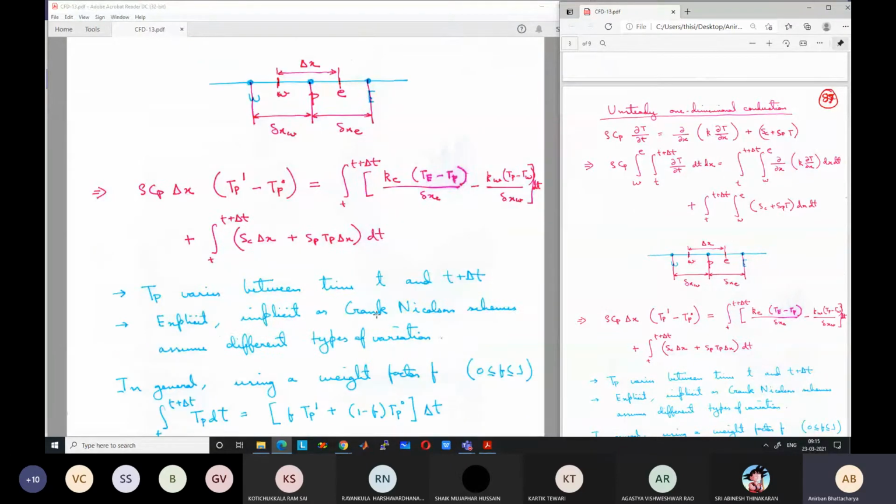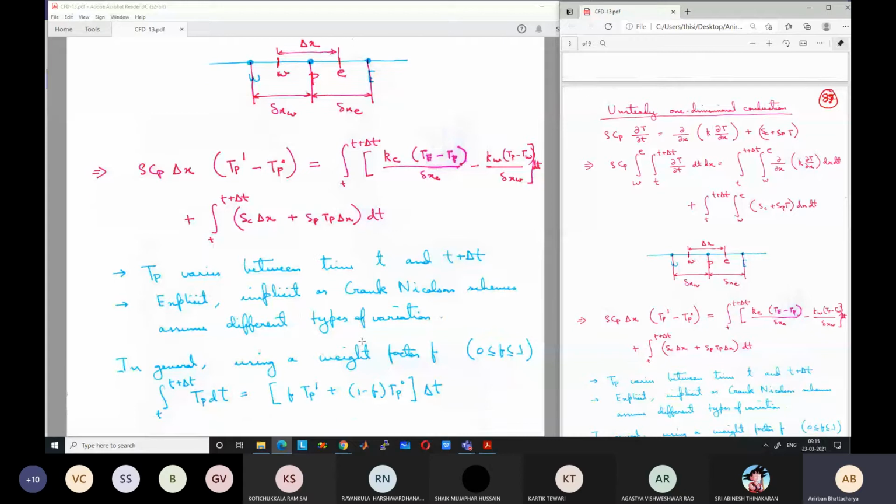So Tp varies from time t to t plus delta t, as we have already discussed. And we have also discussed these explicit, implicit, or Crank-Nicolson schemes. Crank-Nicolson is the semi-implicit scheme. Assume different types of variation: how to take this T, Tp, and Tw.